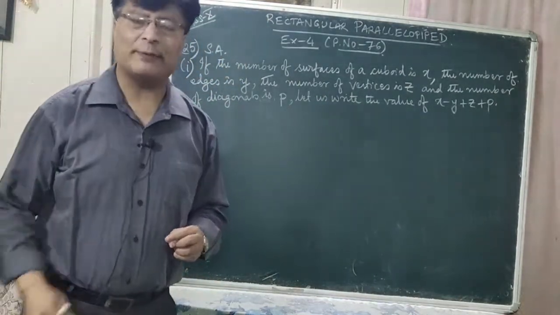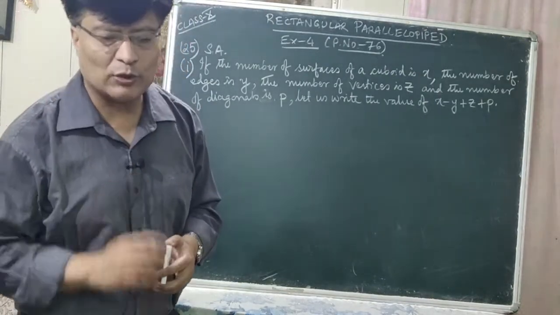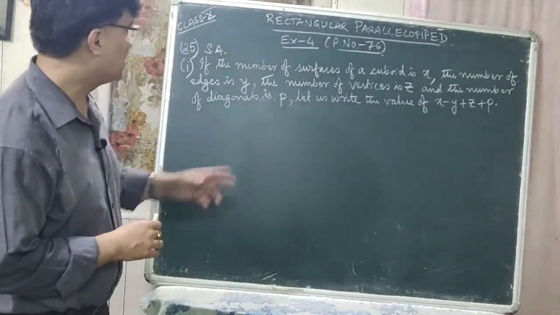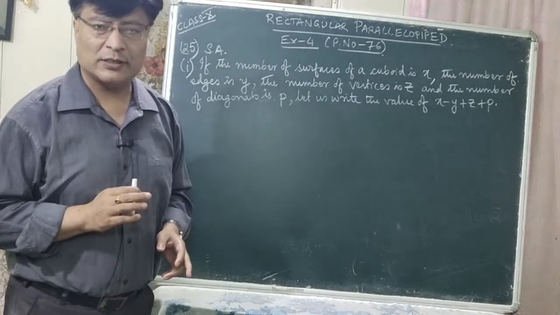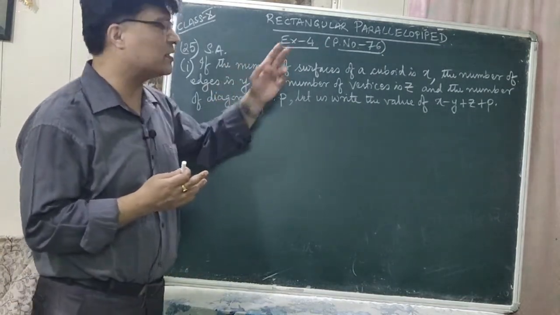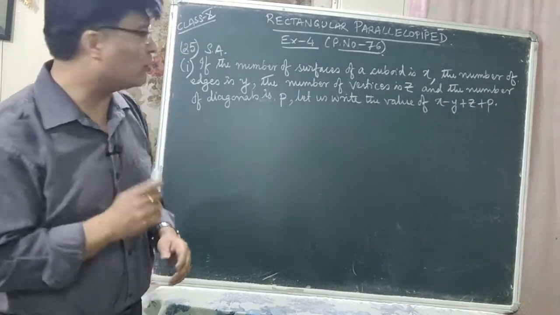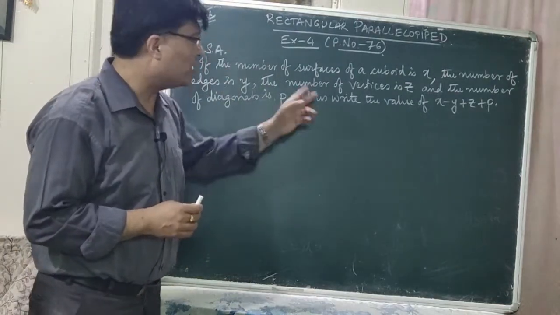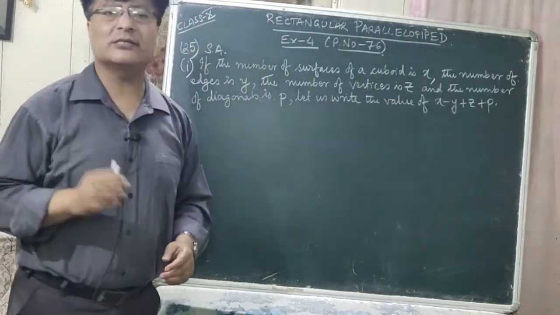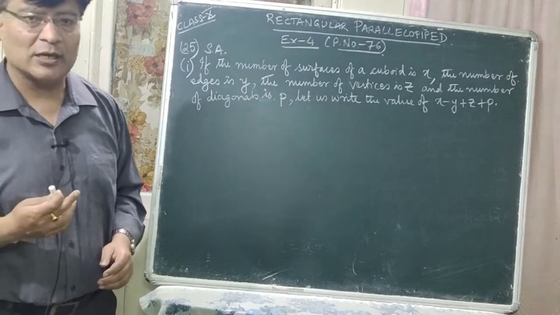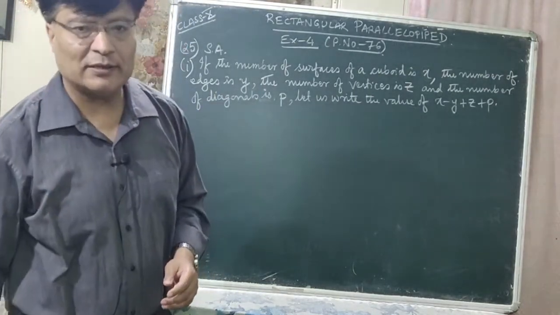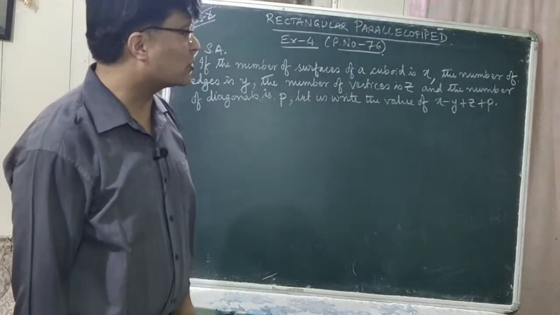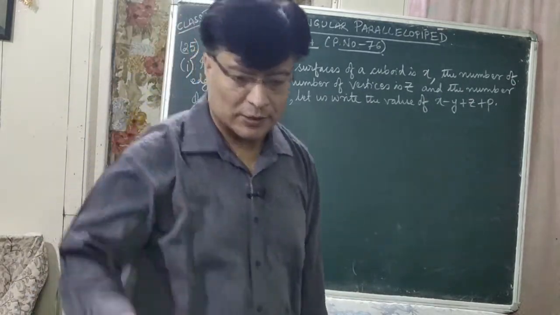Before we started this rectangular parallelopiped, I told you about the cuboid. So for a cuboid, how many edges are there, how many surfaces, how many vertices, and how many diagonals are there in a cuboid. I told you about these while we began this rectangular parallelopiped. Okay. Now let us write down the value of x minus y plus z plus p.